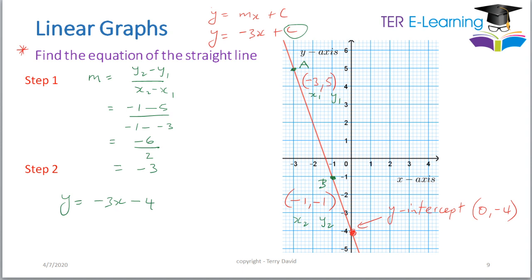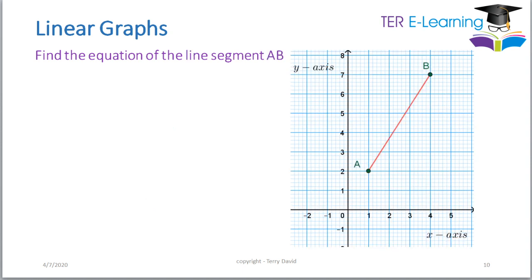But what if in the exam they gave us just a line segment, right? A line segment looks something like this. So from the graph, I can't see where it's cutting my y-axis, right? But they want us to find the equation of that line segment, all right? So if you get a question like this, these are the steps you're going to do. I want you all to tell me what are the coordinates of A and B. First thing.